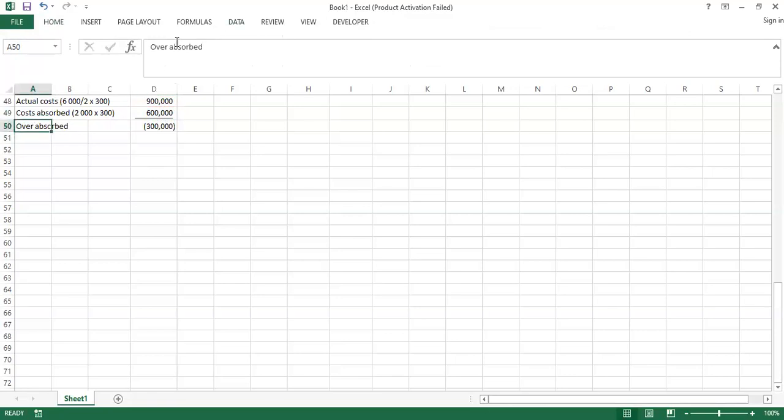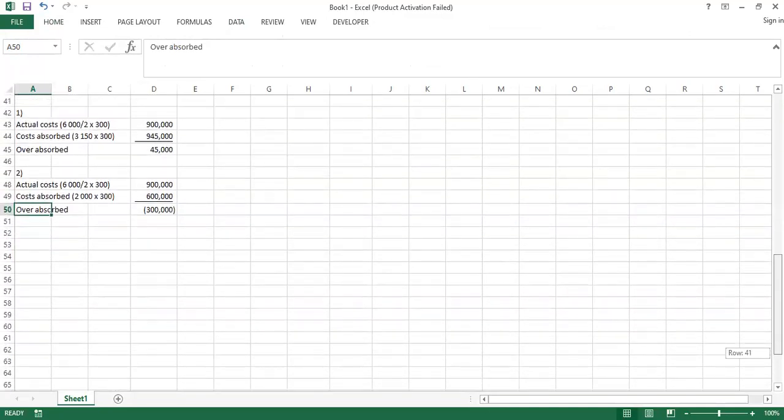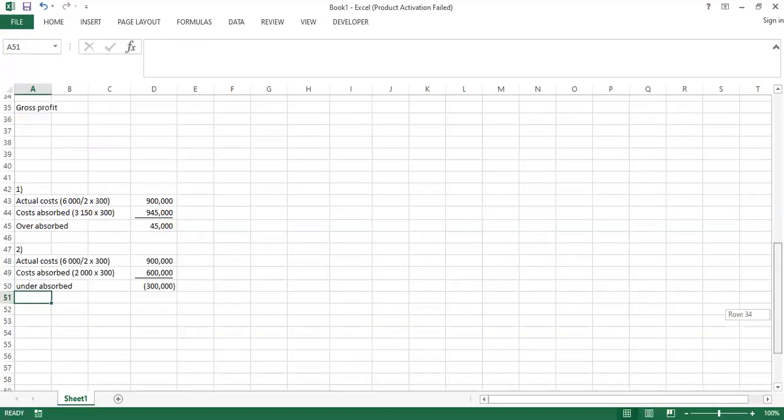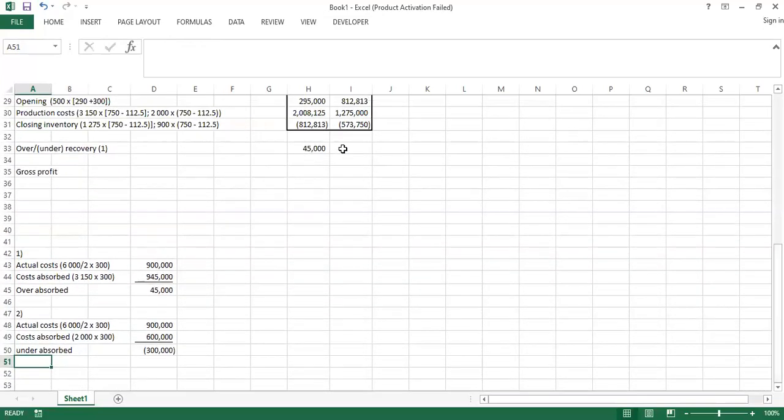So is this over? Now this becomes under. So how do I know if it's over or under? I really don't have to go to a text to read this or study this beforehand. You just use logic on this one, the same logic that was applied there. So if our actual costs were 900,000, then we only absorbed 600,000. So it's obviously under absorption. So we can bring this under absorption rate there.